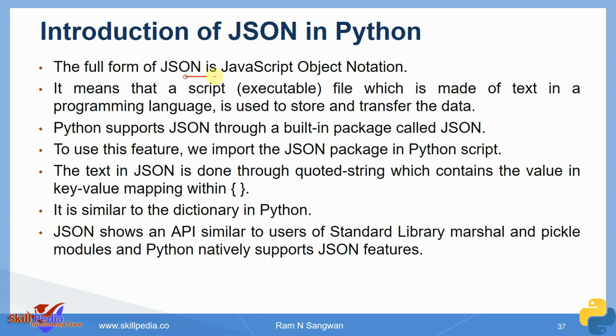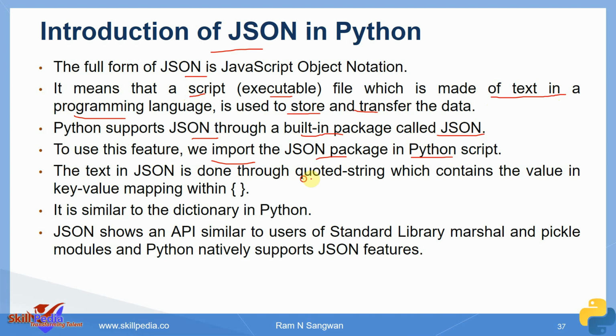Now the next and last topic, JSON. The full form of JSON is JavaScript Object Notation. It means that a script or executable file which is made up of text in a programming language is used to store and transfer data. Python supports JSON through a built-in package called json. To use this feature, we import the json package in a Python script.